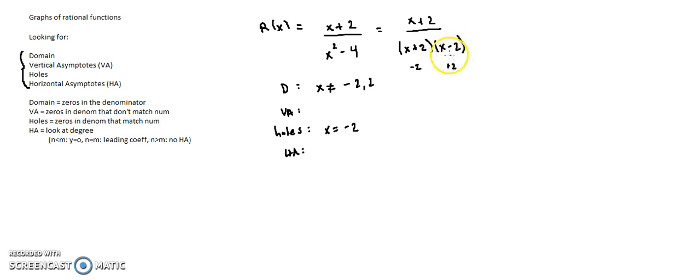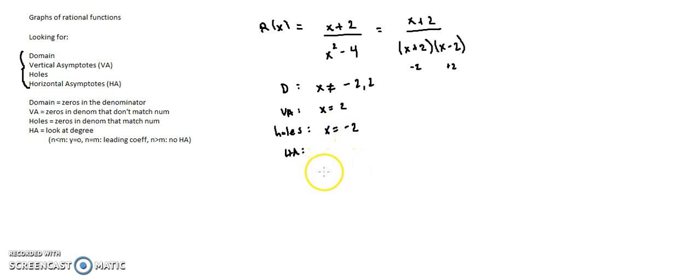Now the factor x minus 2, does that have a match? No, it does not. Remember, they have to match exactly. Same sign, same number, everything. So x minus 2 does not have a match. So its zero, positive 2, is going to be a vertical asymptote. So we've got a vertical asymptote at 2, a hole at negative 2.